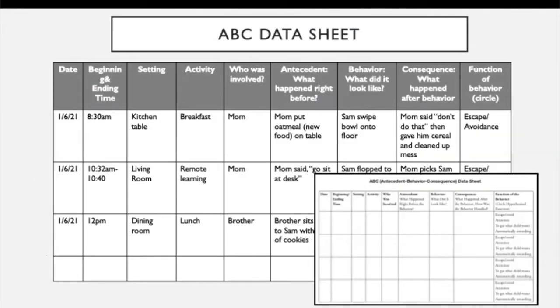We use an ABC data sheet to help us analyze. The ABC data sheet here was shared in session 1. I will drop a link in the video description below so you can access this and print it for home. In this data sheet is the date. You can put the beginning and end time of the behavior, where the behavior occurred, what activity was happening, what people were involved. Then you include the antecedent, the behavior, the consequence, and from this information, you can hopefully hypothesize the function or the functions of the behavior.